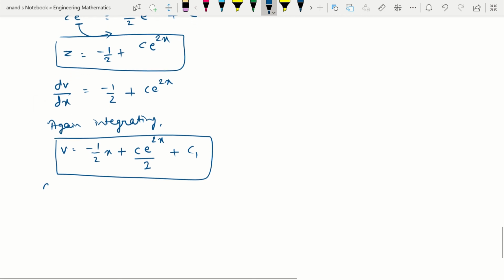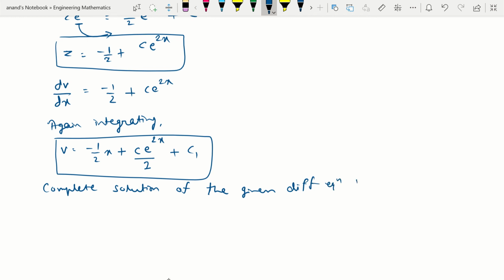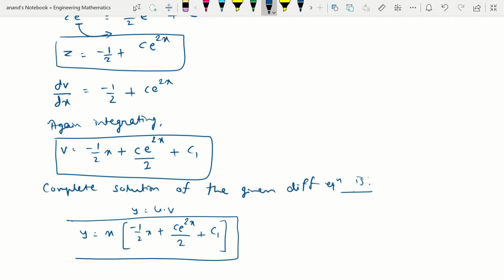So the complete solution of the given differential equation is y equals u into v, where u is x and the value of v is −x/2 + c e^(2x)/2 + c₁. So this is the complete solution of the given differential equation, and that is our required answer.